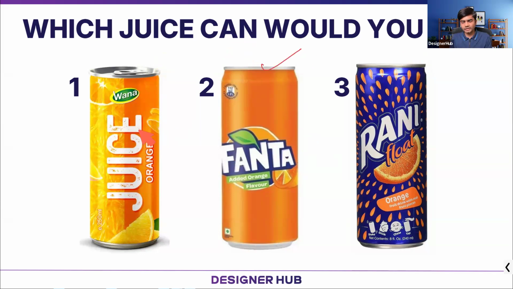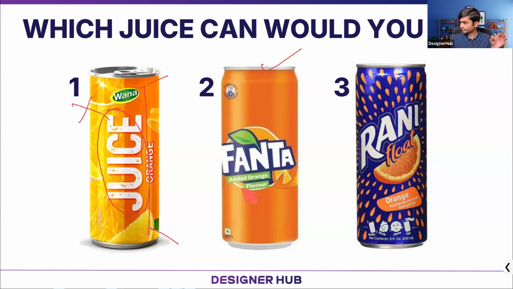But let's say this can is rotated a little bit, okay? It gets rotated while you're placing. Nobody is going to place it very straight like this, right? Let's say the part where your orange is visible is not visible. What are you going to read? You're only going to see it as juice.